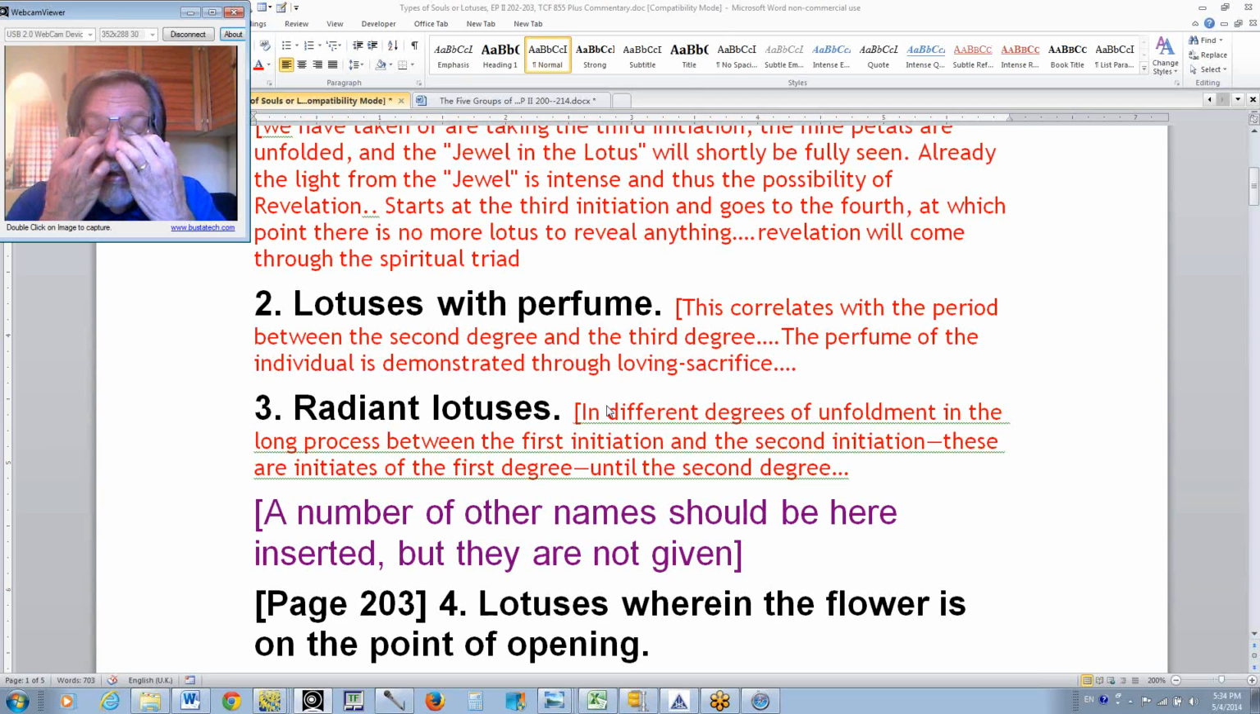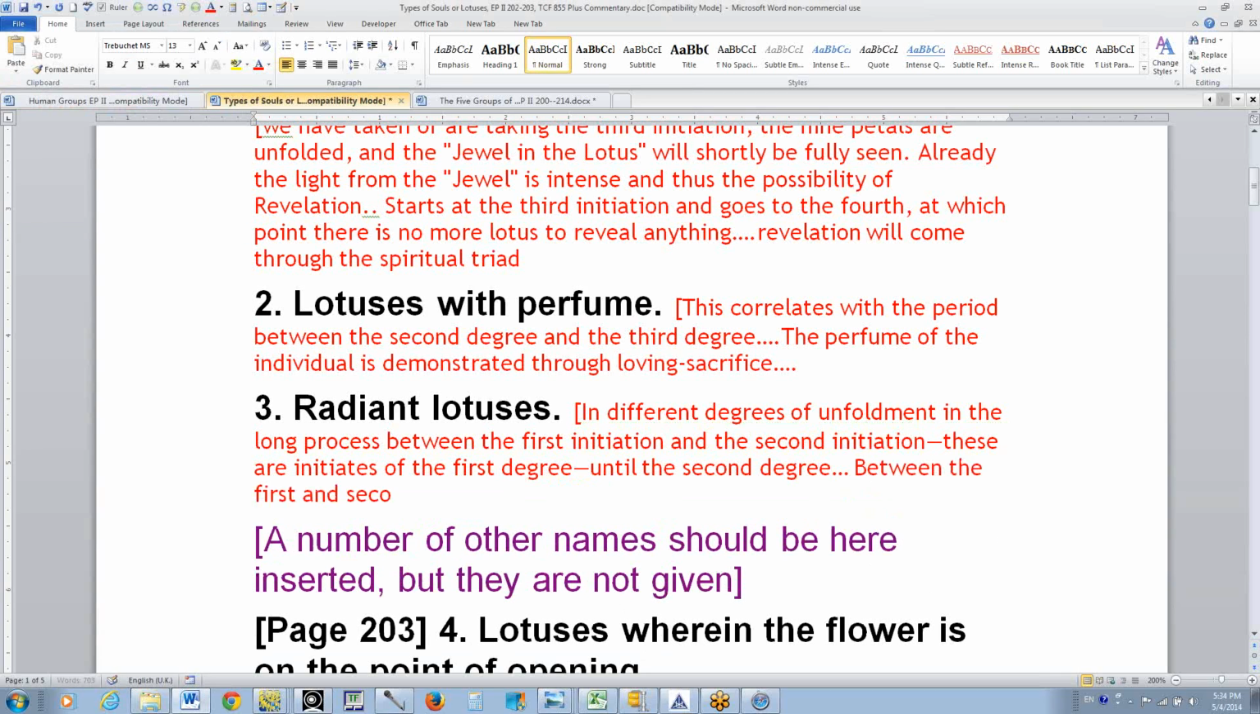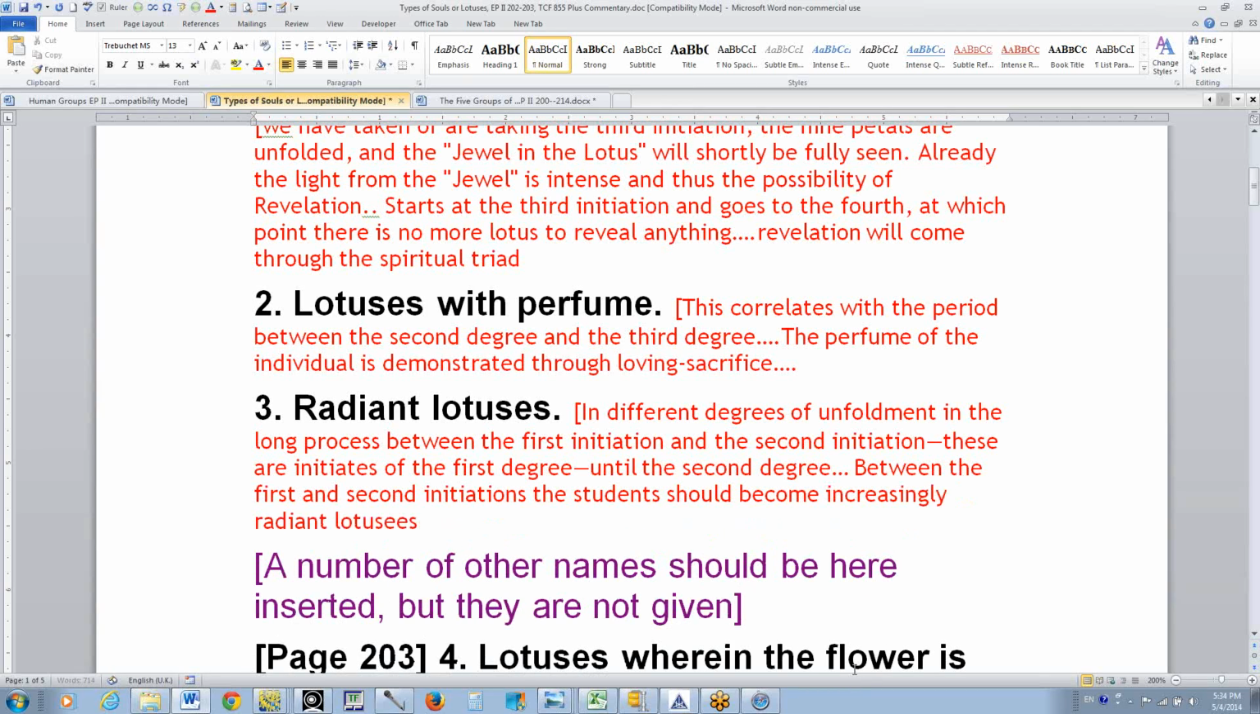So we have here the description of the first, second, and third degree: radiant lotuses, lotuses with perfume, and lotuses of revelation. And so many of the students of occultism in the world today find themselves between the first and the second initiation, and between the first and second initiations, the students should become increasingly radiant lotuses.